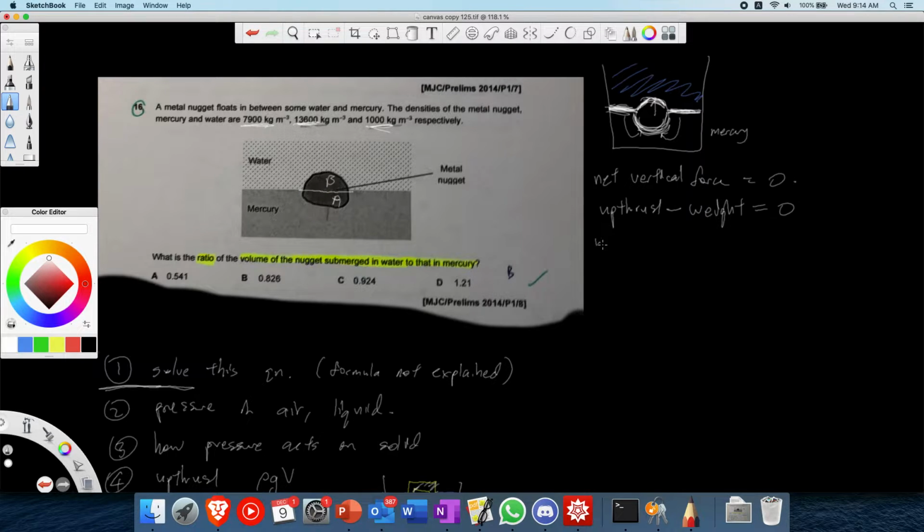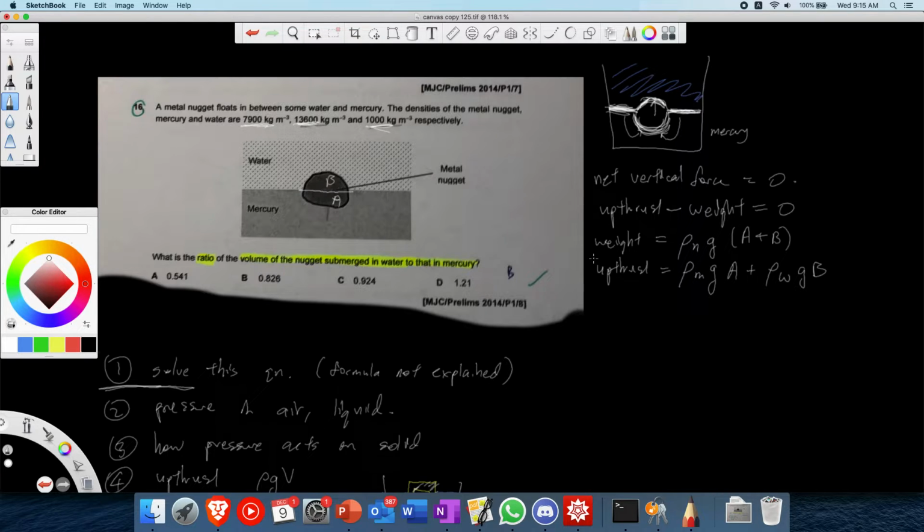Now the weight is simply the density of the metal nugget, rho n, I'll denote it with n for nugget, times g times (A plus B). And then the upthrust equals, okay, this is the part where I give you the formula, so for now you just absorb it. It equals rho mercury g A plus rho water g B.